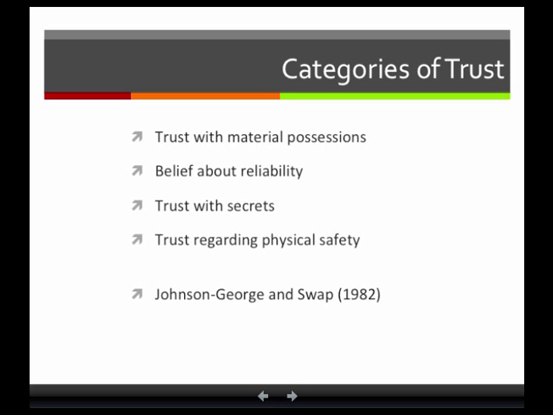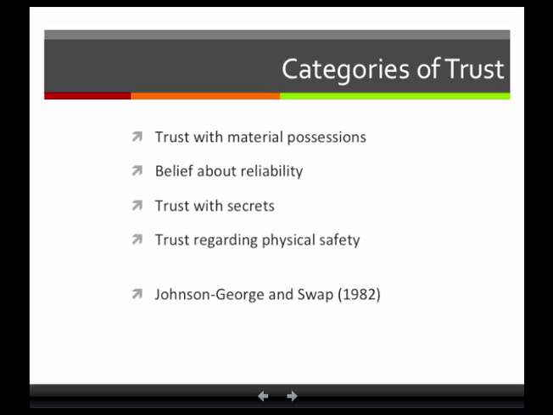So, for example, I might trust you with material possessions and with physical safety if I trust you, say, to be a designated driver when we go out. Then I'm trusting you with my car, but also my physical safety to drive me home. So there's overlap in all of these, and there may be some examples that are kind of on the border, but usually we can fit trust elements pretty cleanly into at least one of these 4 categories.